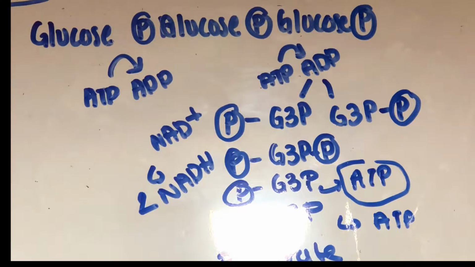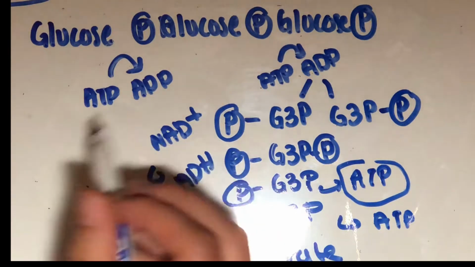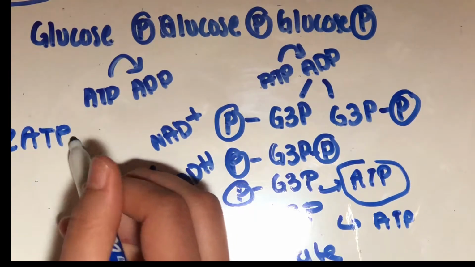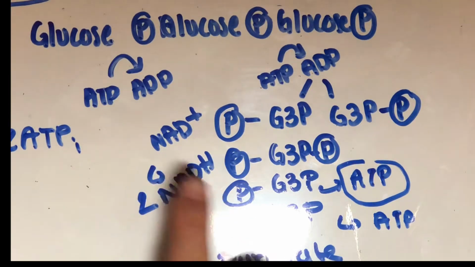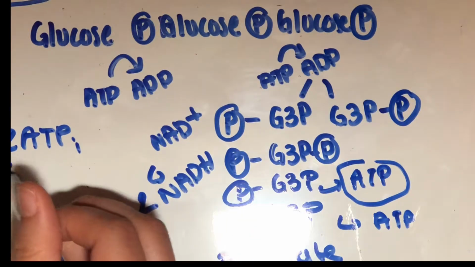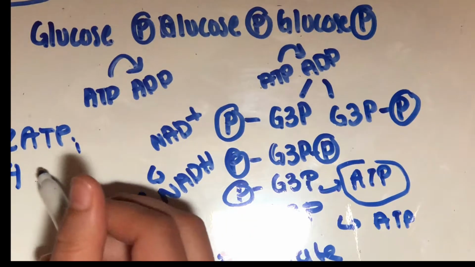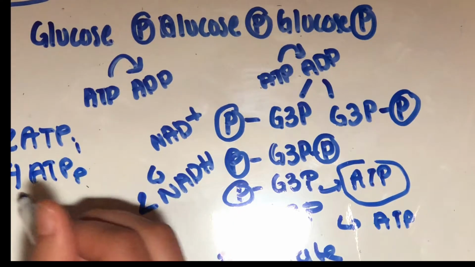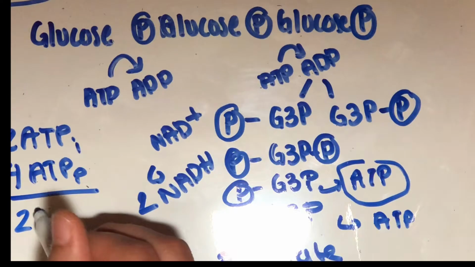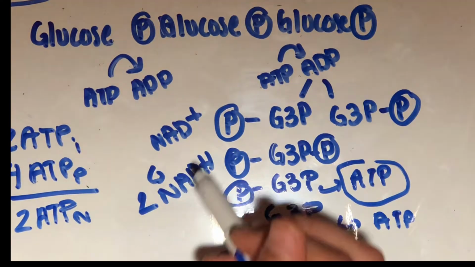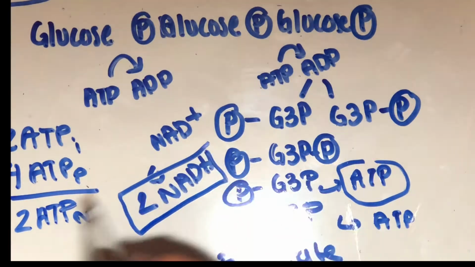So out of this entire process, if you were to track down the numbers, you would realize that we had an investment of 2 ATPs, and we had a payoff of 4 ATPs for both molecules of G3P, making our net 2 ATP, and in total we produced 2 NADHs.